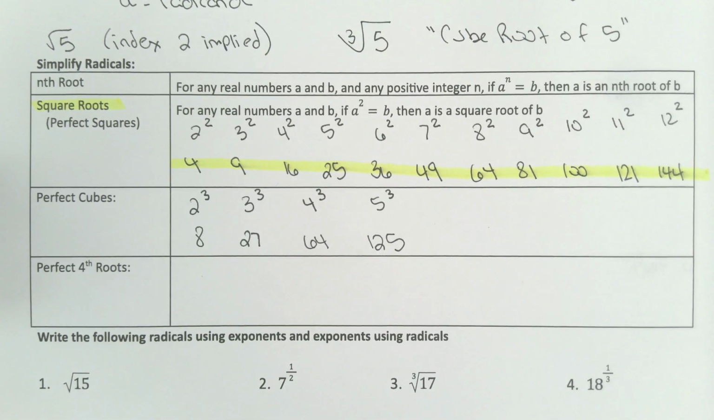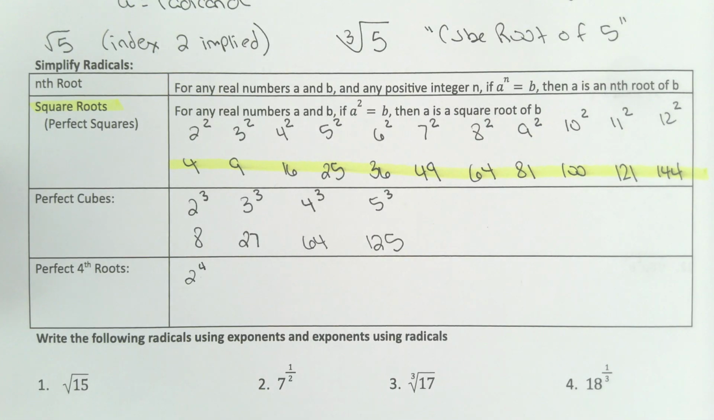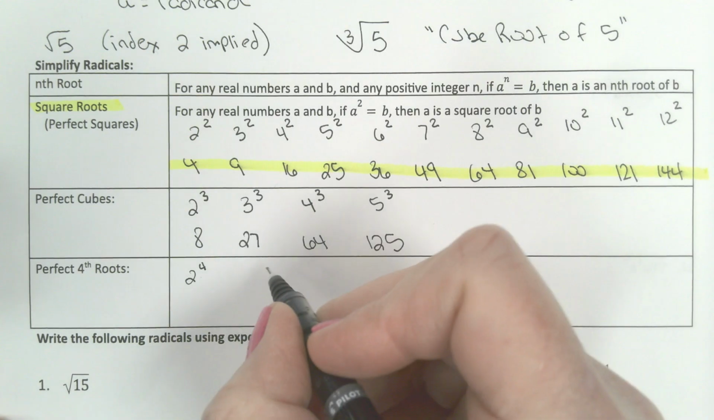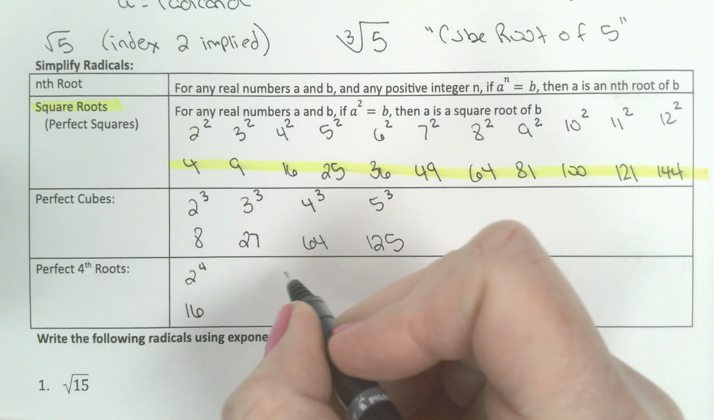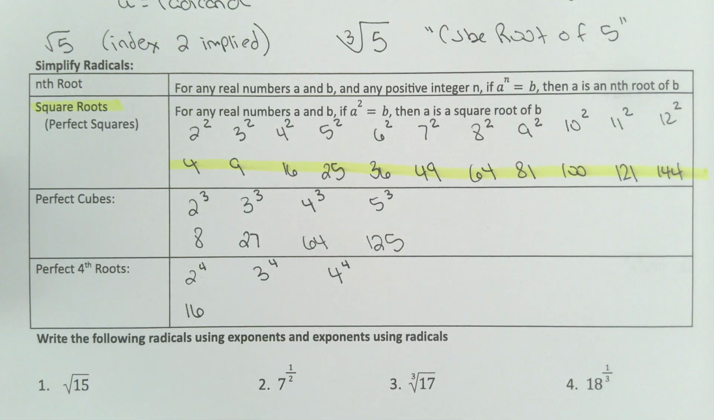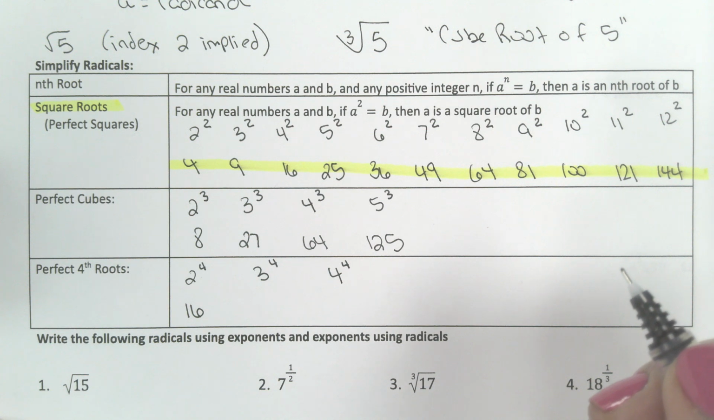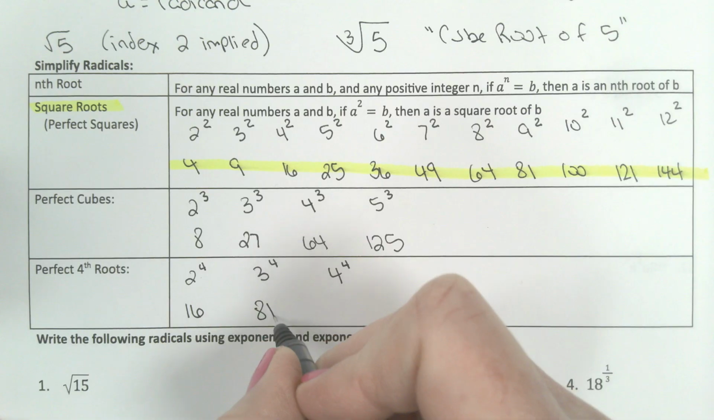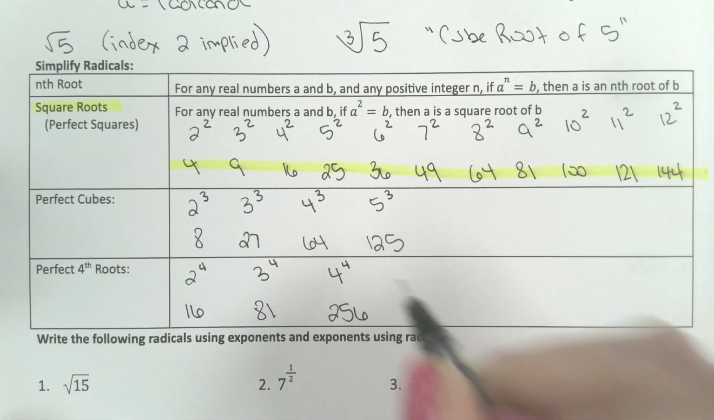There might be a couple on Delta Math that do 4th roots. I might do one on the notes, I can't remember. So what is 2 to the 4th power? Very good, 16. 3 to the 4th. And 4 to the 4th. It's the only ones that I want here. 3 to the 4th equals? 81. And 4 to the 4th. Good. 256.